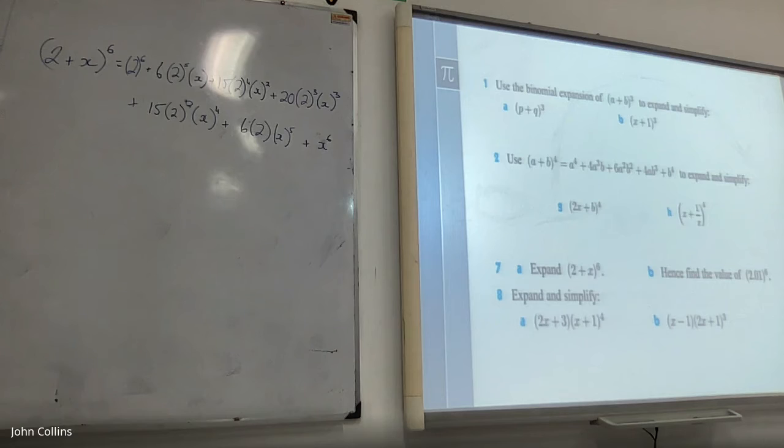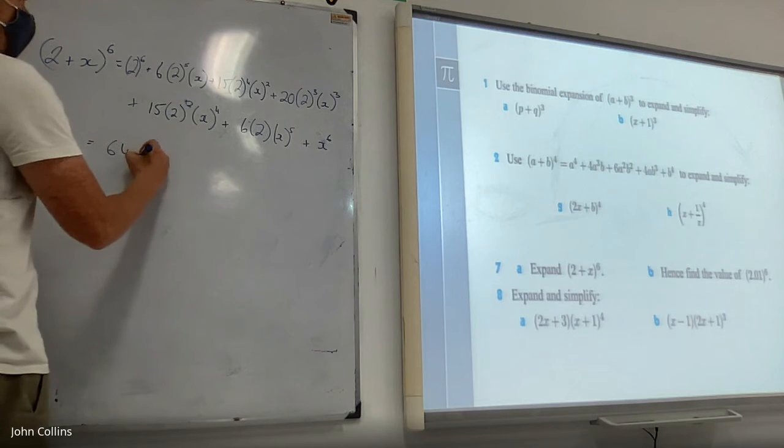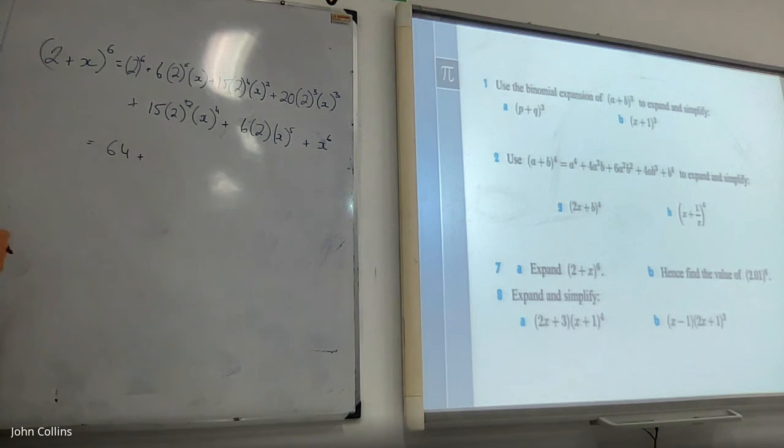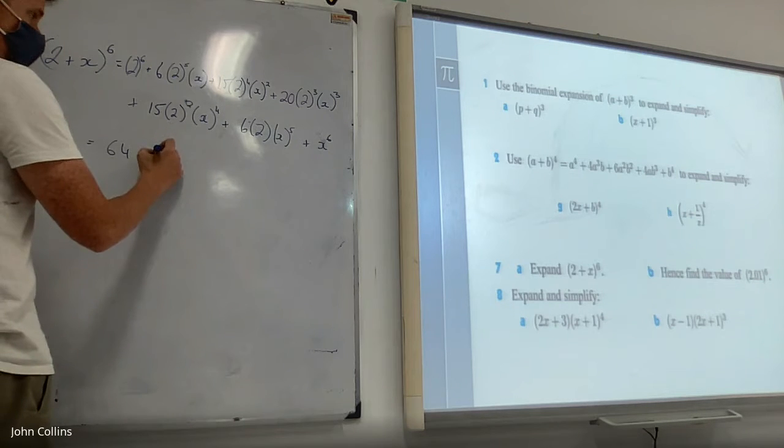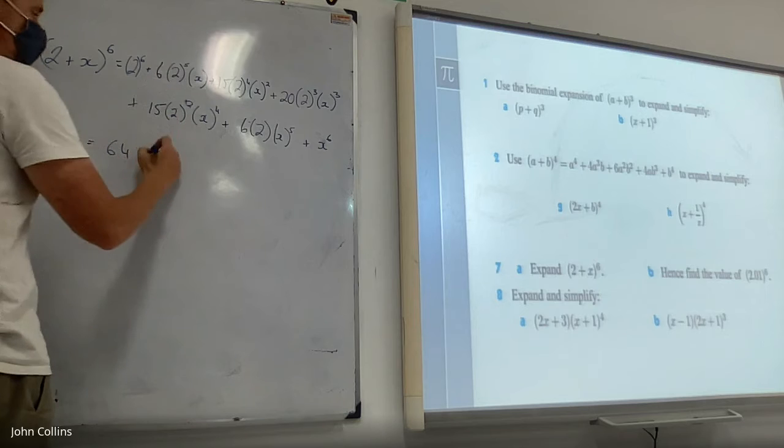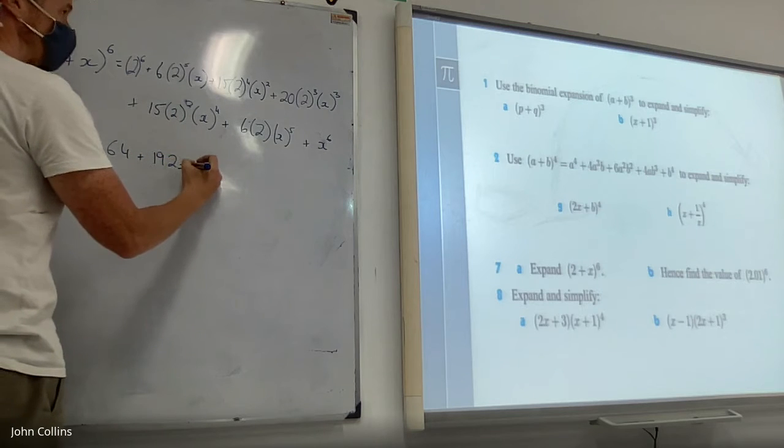Okay, so that was your expansion. You can expand those terms individually. The next part, well, I suppose we might as well tidy it up a little bit. 2 to the power of 6 is 64, is it? Yeah. 64 plus 2 to the power of 5, 32, 160-ish. Is it 160? 192. That is terrible calculations.